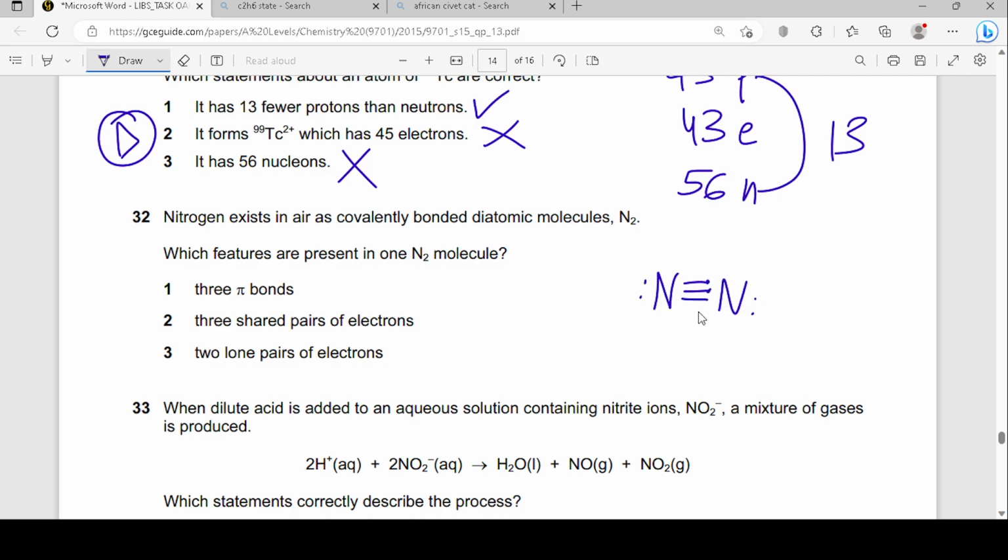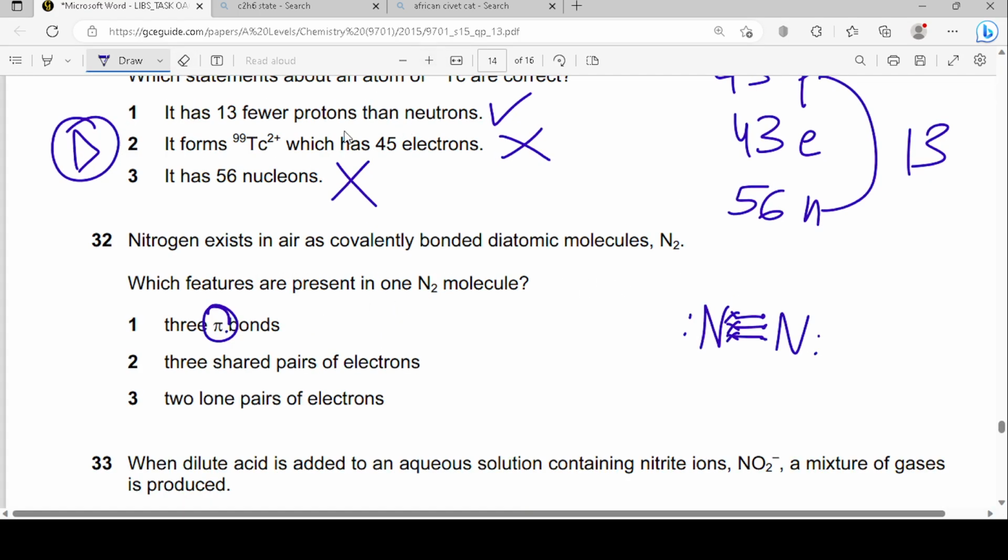Let me take a look. Should be fine, honestly. Let's draw it like this. 1, 2, 3, 4, 5, 6, 7, 8. Yeah, the octets are complete. So I would say this is a possible representation of N2. So it has 3 pi bonds. Yeah, I drew 3 pi bonds. Wait, is it 3 pi bonds?